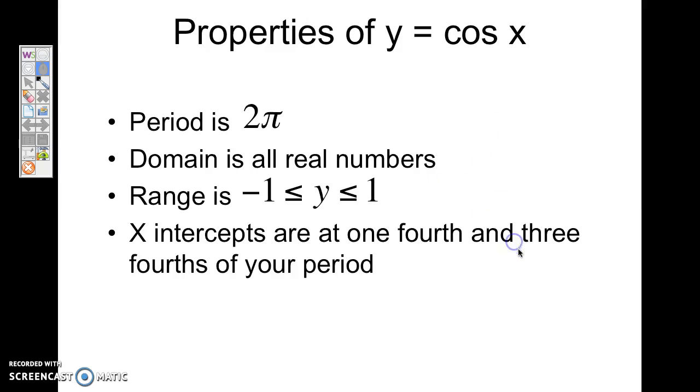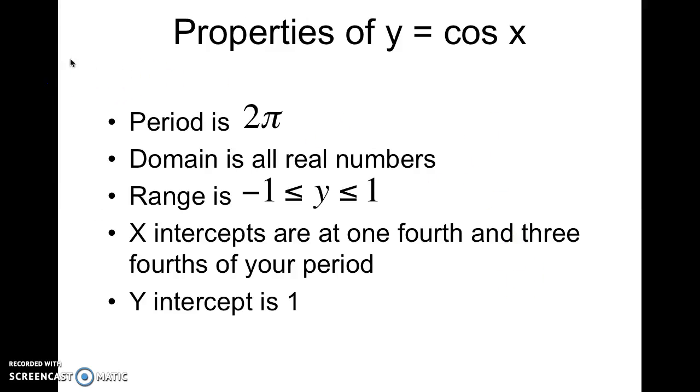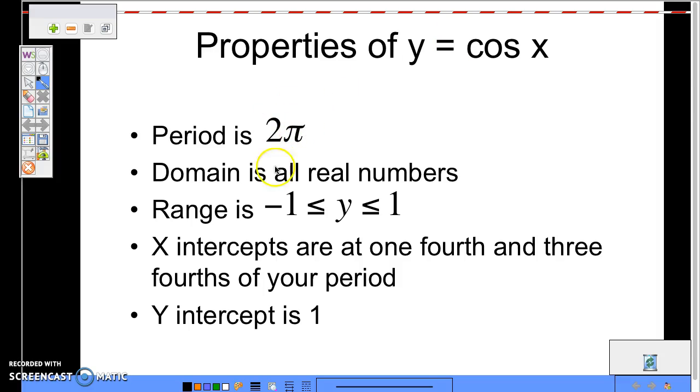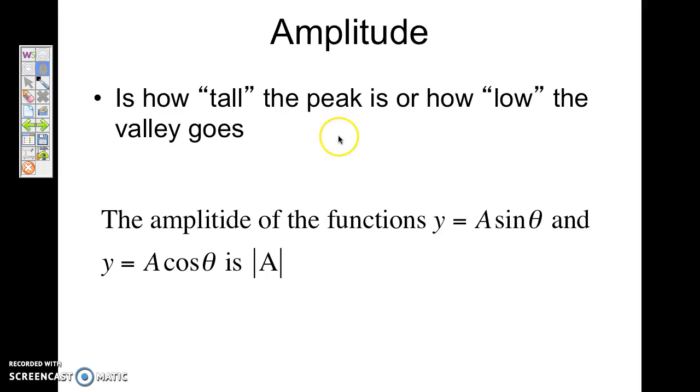First we're going to look at some properties. Sorry, guys. And again, you can see this from the graph. The period is 2 pi. Again, the domain is all real numbers, and that means we can use any angle. The range is negative 1 to 1. The x-intercepts change, and our y-intercept is 1.